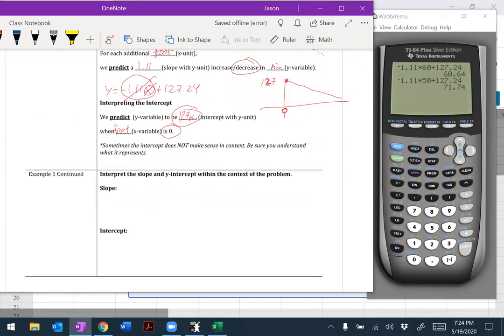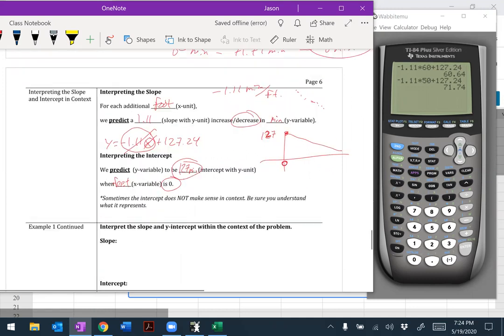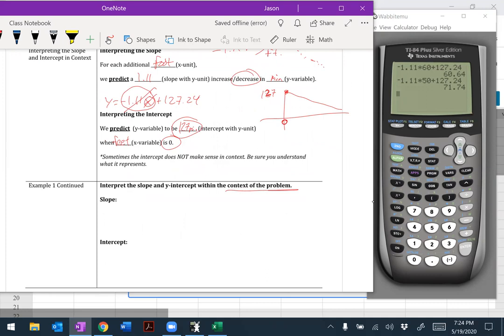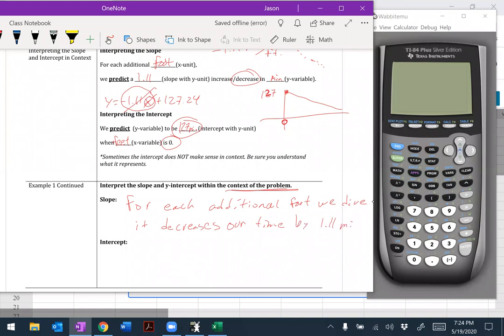Okay, interpret the slope. We kind of just did this. Interpret the slope and y-intercept in the context of the problem. Well, what's the slope? The slope is for each additional foot we dive, it decreases our time by 1.11 minutes. Okay, that's what the slope means.